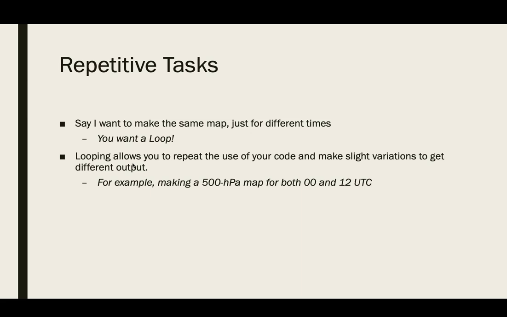You can use a loop, right? Because that's a repetitive task, just changing the date. And so looping allows you to repeat the use of your code by making those slight variations with the looping variable. And so we could say, for example, make a 500 millibar map for both 0 and 12 UTC with a loop. And so how does this look then for our code?